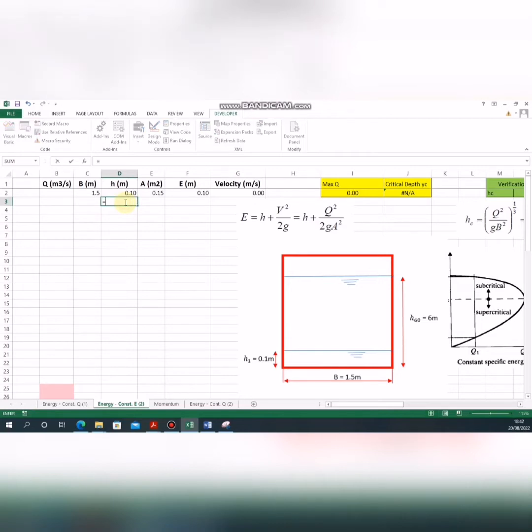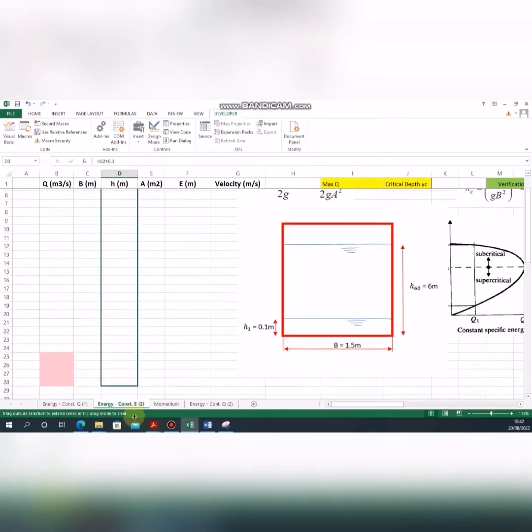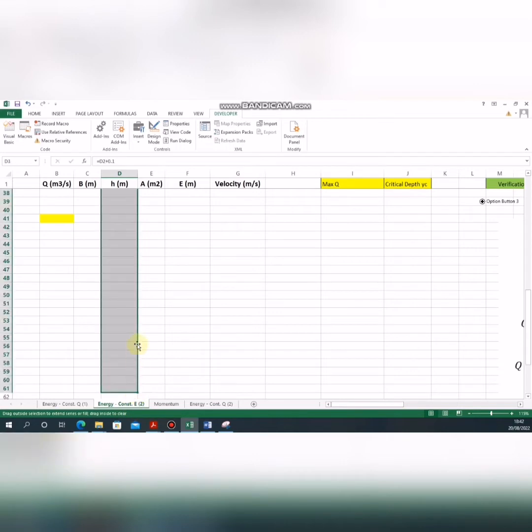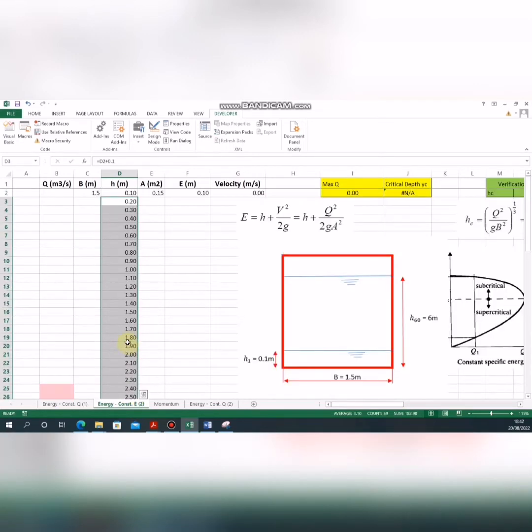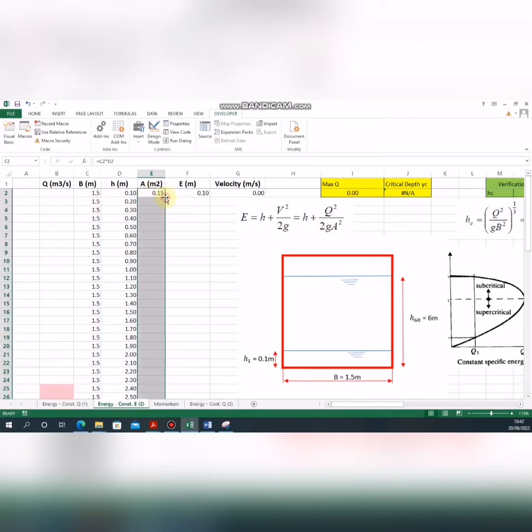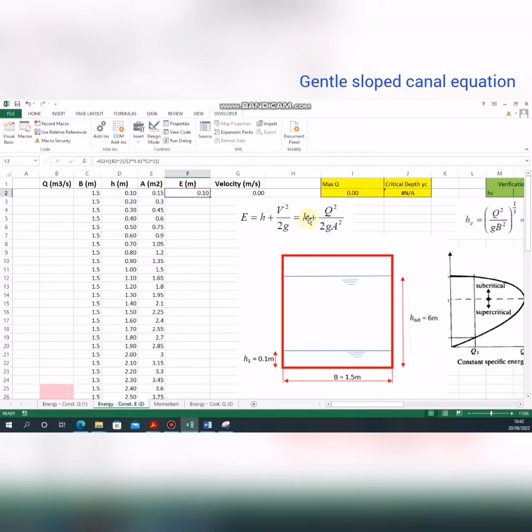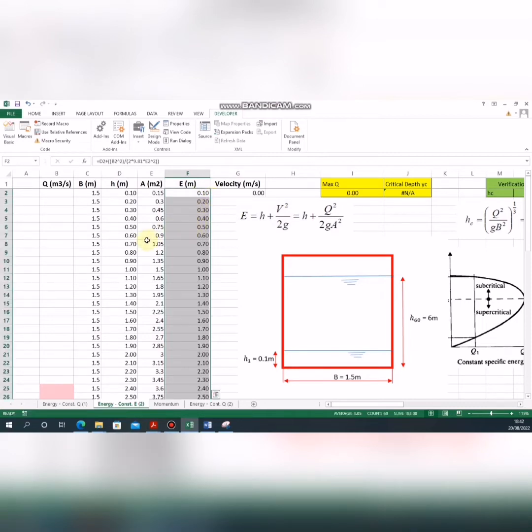I'm adding it at increments of 0.1 meter until 6 meter height. So this is 6 meter height, and the canal width is 1.5 meter. The area is the multiplication of these two values, the height and width. The energy, I'm using this equation, potential energy and kinetic energy. So again, double click to fill the rest.